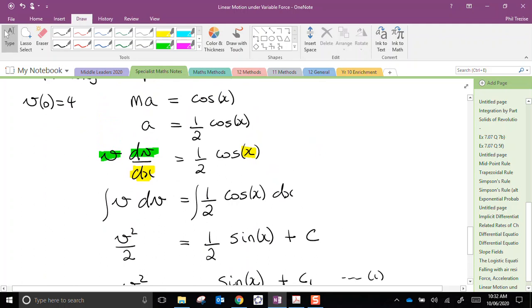Why did I pick that alternate expression? Because in this step I had acceleration as a function of x instead of a function of time. That's what prompted me to use the alternate version.